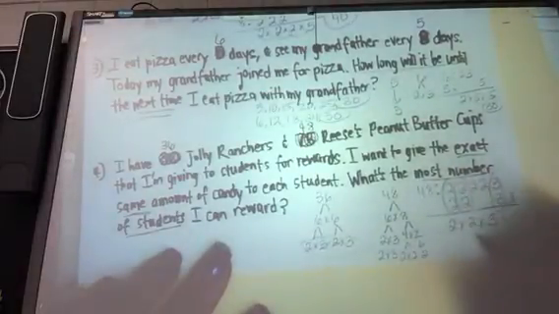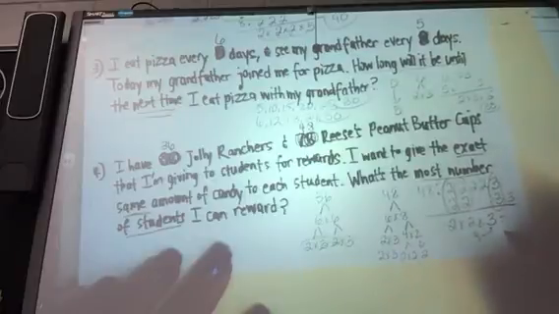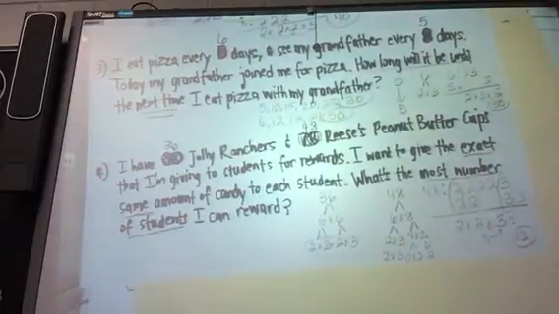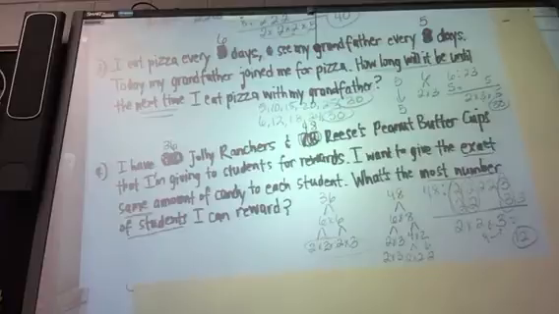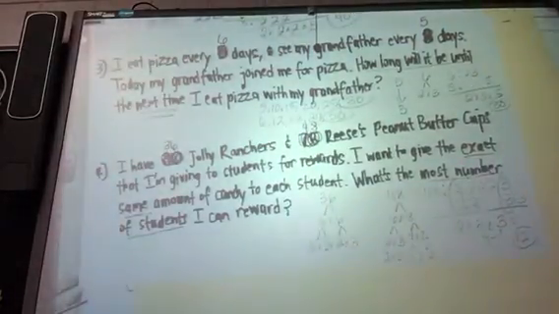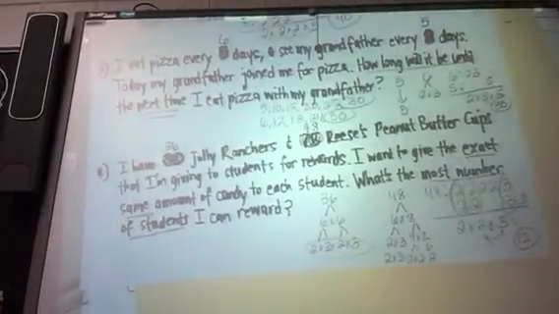2 times 2 is 4. 4 times 3 is 12. So with this problem, what's the most students I can reward? 12 students. All right. I'm sorry this went so quick, but again, I'm limited to 10 minutes.